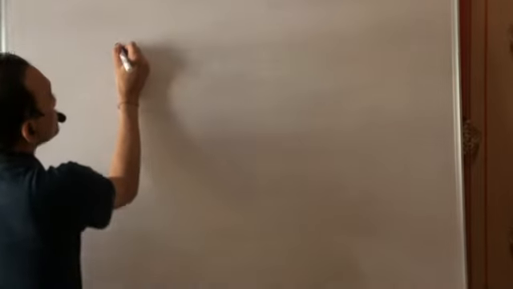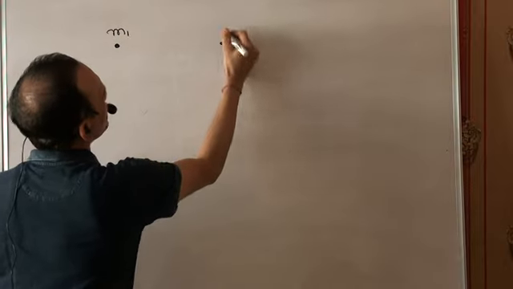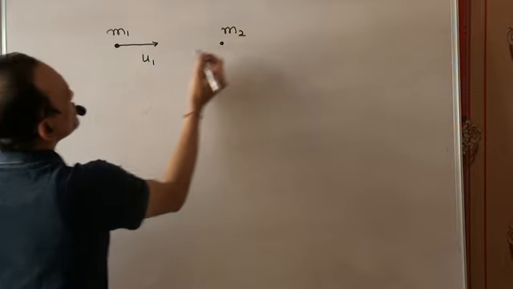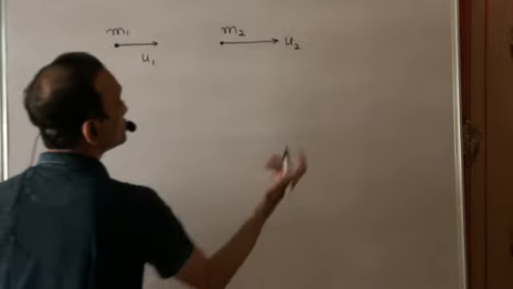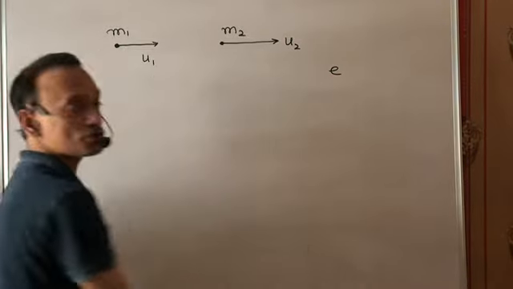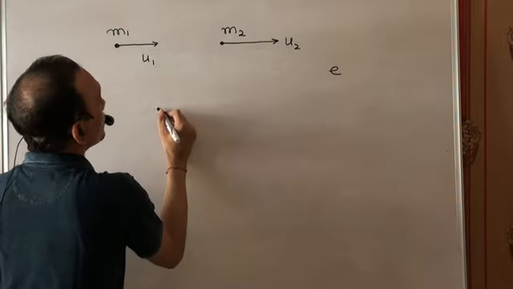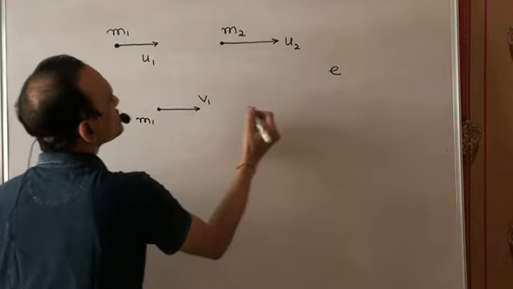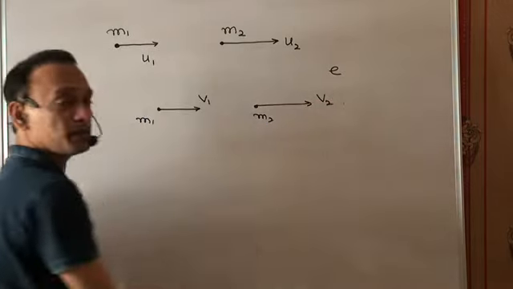In case of collisions, if there is a particle of mass m1 and there is a particle of mass m2, this moves with a velocity u1, this moves with a velocity u2, and they undergo an inelastic collision, and let's say e is the coefficient of restitution between the two colliding entities. Then, subsequent to collision, let's say this particle acquires a velocity v1, this particle acquires a velocity v2, right?